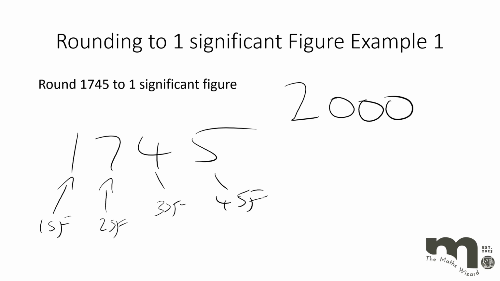Okay, so whenever you round to one significant figure, your first digit will either stay the same or increase. It will stay the same if the next digit is 4 or less. It will increase by 1 if the next digit is 5 or more. Everything else from that point onwards then becomes a 0.